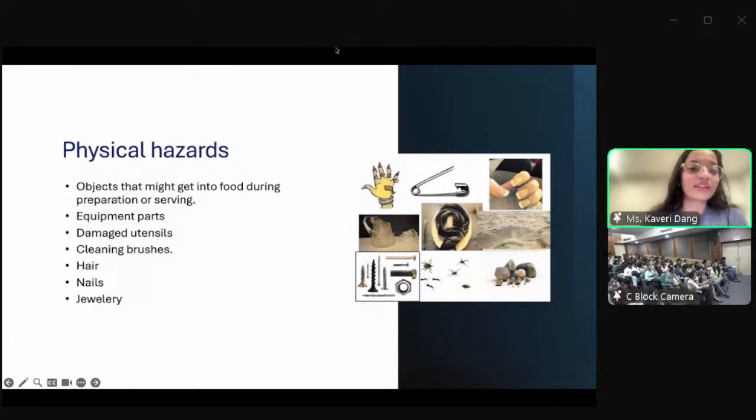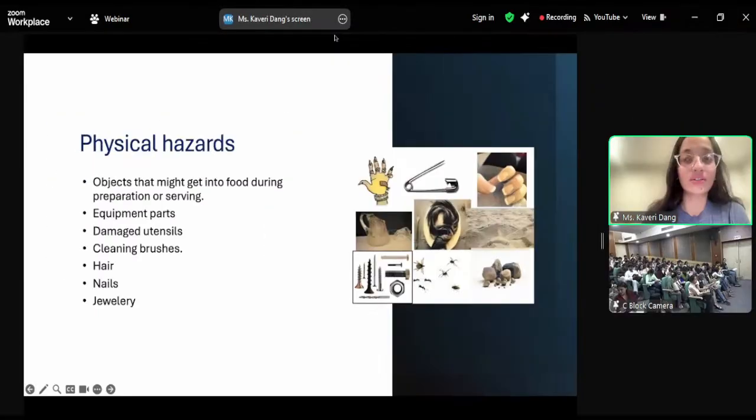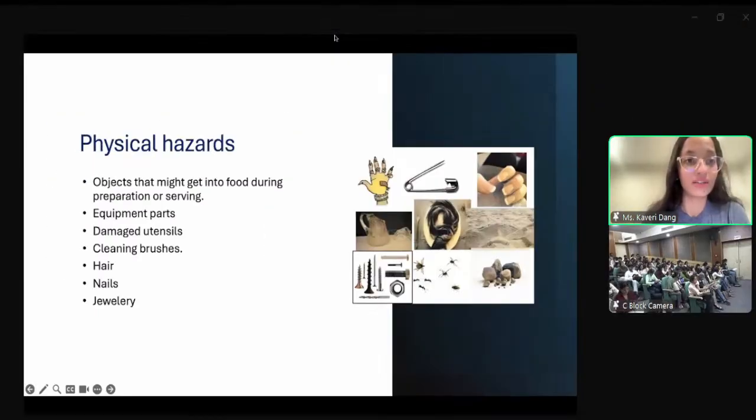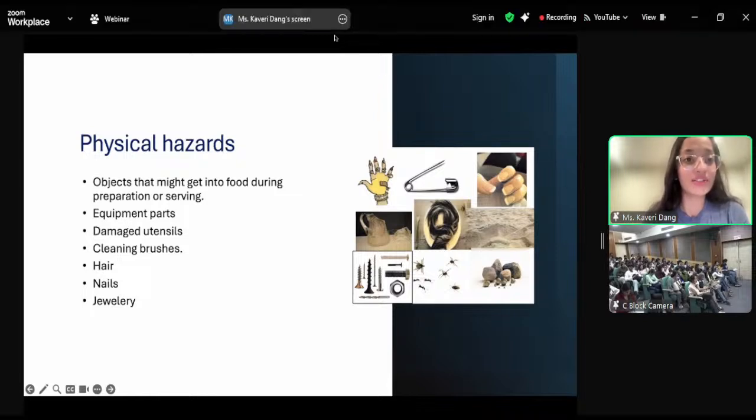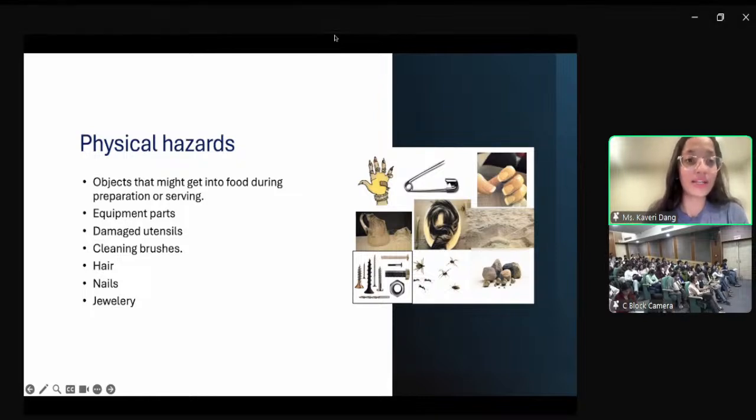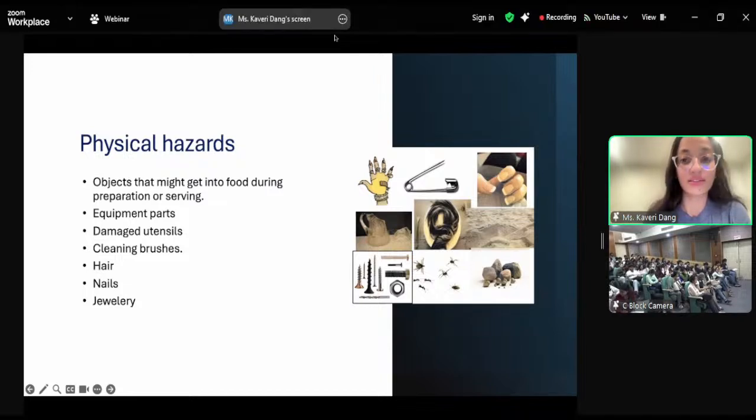So again, some of these things are also covered in our good manufacturing practices, where we need to be making sure, let's say, your hair should be tied up, covered with the hairnet. You are supposed to be wearing a smock. You're not just supposed to go with your regular clothes near the production facility. So those are measures which are taking place to make sure that the food is not getting contaminated by all of these physical hazards.